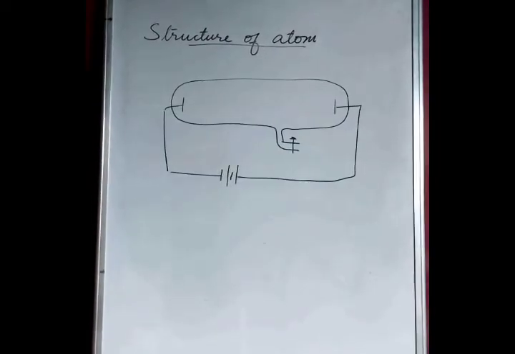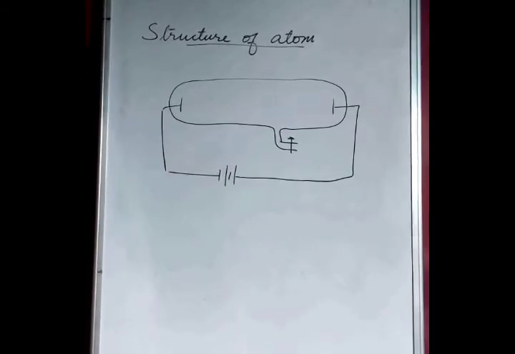Now, J.J. Thomson, by the end of the 19th century, using discharge tube experiments, discovered electrons. This is how a discharge tube looks like, a glass discharge tube.